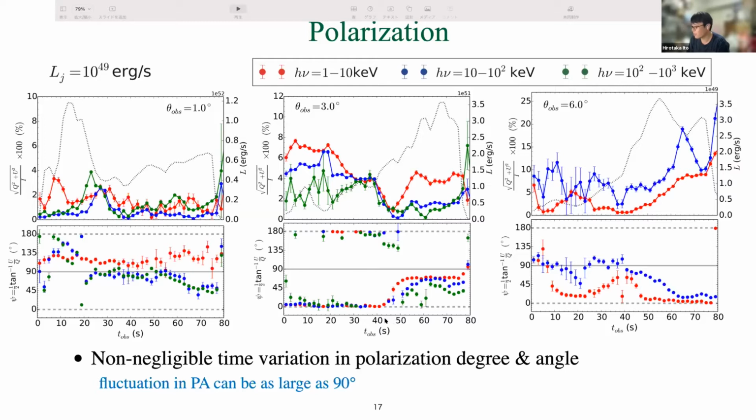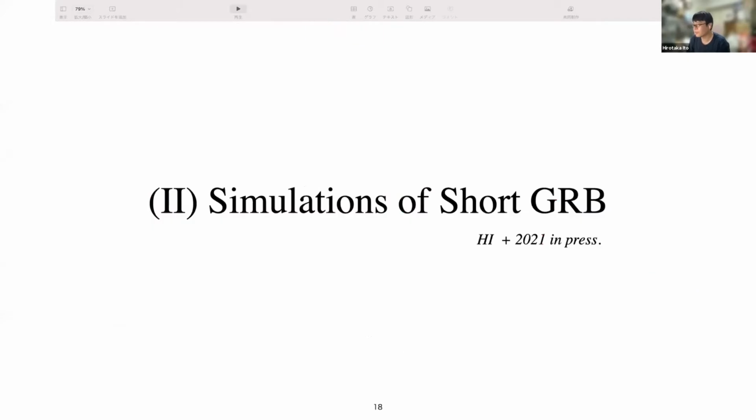So this may be compatible with those polarization angle changes inferred in the previous polarization measurement. But one caution is that the polarization degree itself tends to be lower than those inferred in the observation. But anyway, at this point, the measurement itself suffers from large uncertainty, so a firm conclusion cannot be drawn at this point. Okay, so let me move on to the later part of the talk, which is on the short GRB simulations.